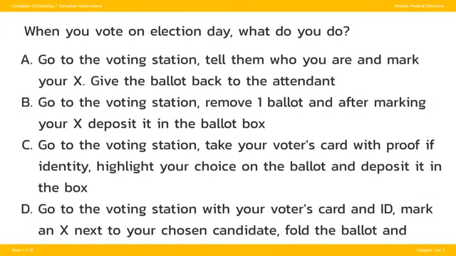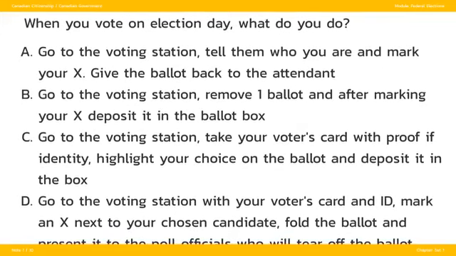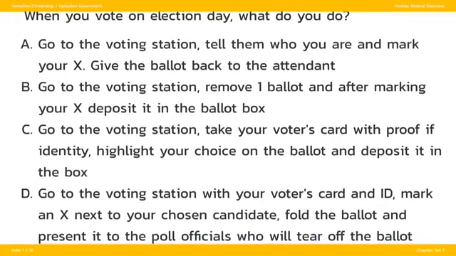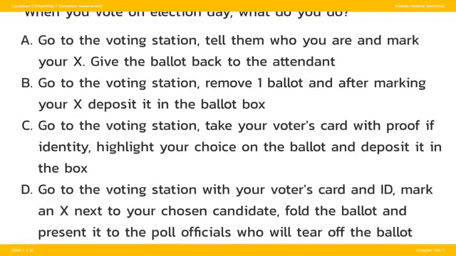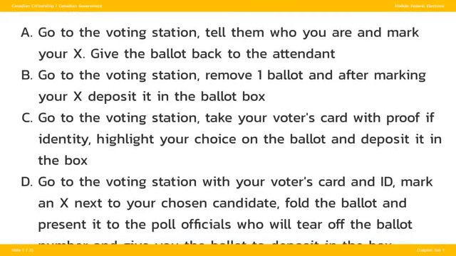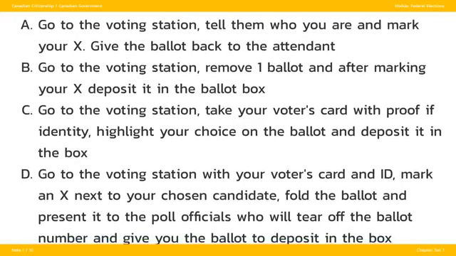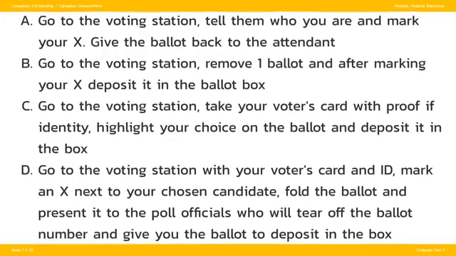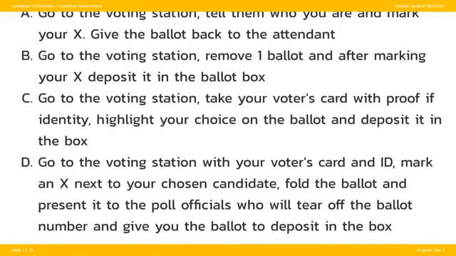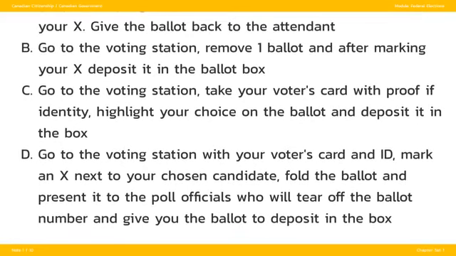When you vote on election day, what do you do? A. Go to the voting station, tell them who you are and mark your X. Give the ballot back to the attendant. B. Go to the voting station, remove one ballot and after marking your X deposit it in the ballot box. C. Go to the voting station, take your voter's card with proof of identity, highlight your choice on the ballot and deposit it in the box. D. Go to the voting station with your voter's card and ID, mark an X next to your chosen candidate, fold the ballot and present it to the poll officials who will tear off the ballot number and give you the ballot to deposit in the box.